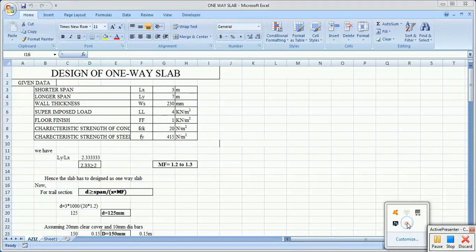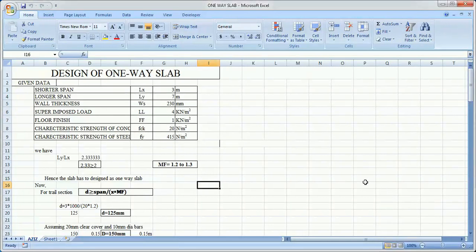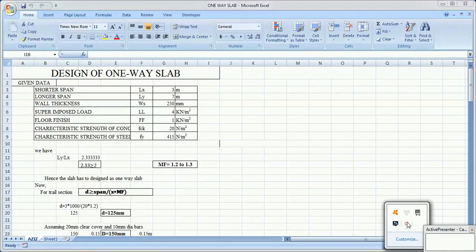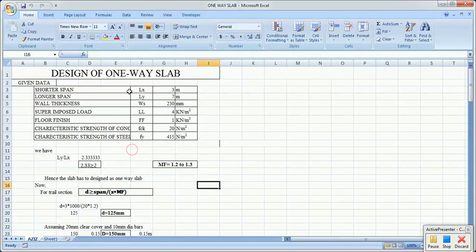In today's session we are going to discuss how to prepare an Excel spreadsheet for the design of one slab. Again, here we have the prepared Excel sheet. We have to follow the steps from this Excel sheet, how to develop a spreadsheet for the design of one slab.